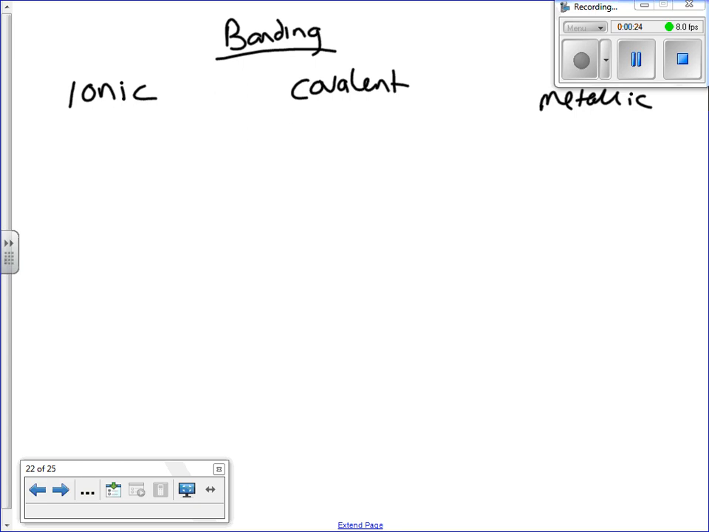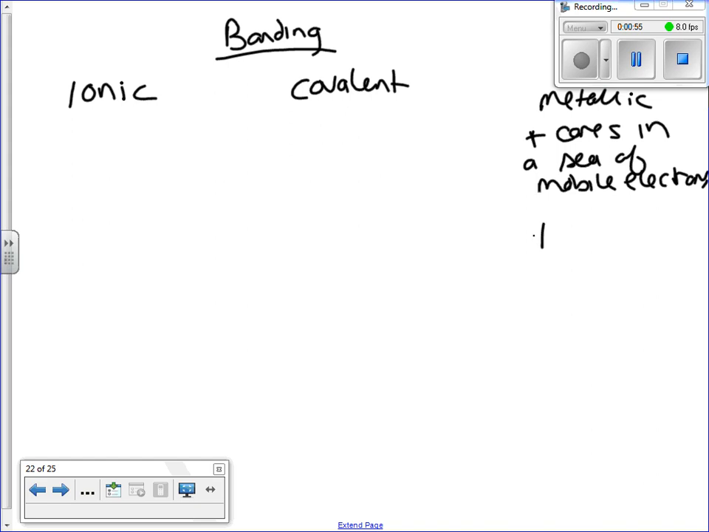There's only one thing you need to know about metallic bonding. First of all, it's a metal. Second of all, they're positive cores in a sea of mobile electrons. Remember that metals lose their electrons. They have positive oxidation states, which means they lose electrons. So that's what makes a metal a metal. That's why they have luster. That's why they're malleable. That's why they conduct electricity.